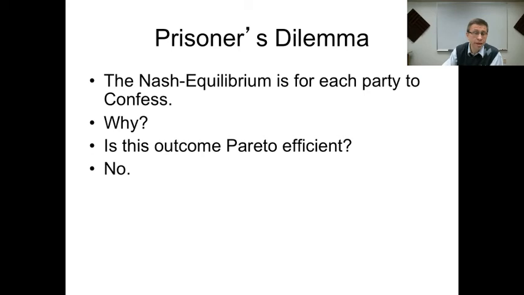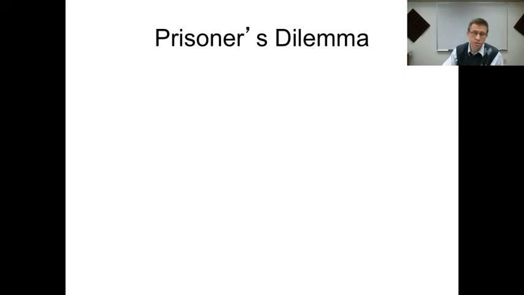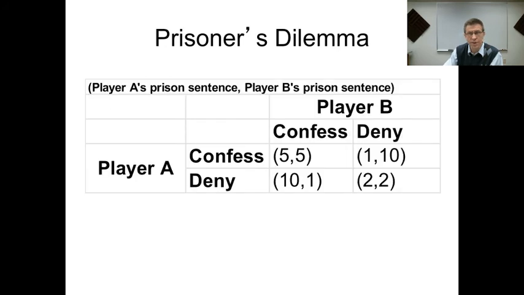Is this outcome Pareto efficient? Absolutely not. To see why, let's go back to the game again. If they both confess, which is what we expect the outcome of the game to be, that's our Nash equilibrium, they both get 5 years in prison. There is another outcome of the game that could give them both 2 years in prison, right? If they both denied the crime, they'd both have 2 years in prison. Instead, they both get 5 years in prison.